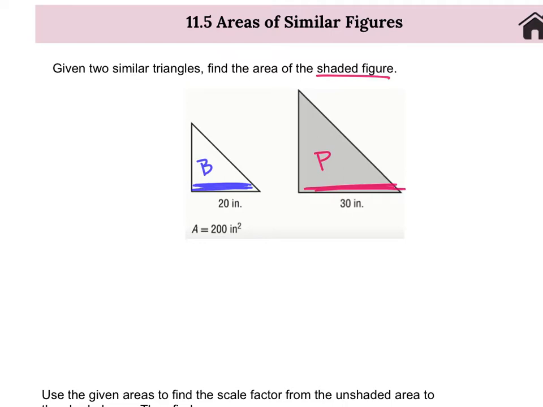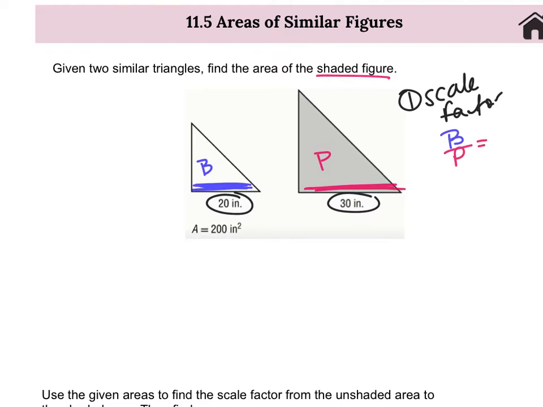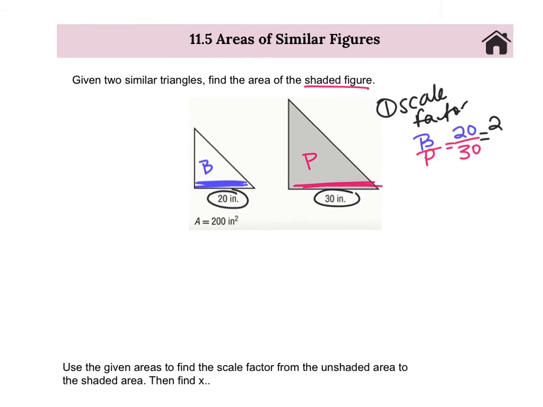We know that whenever we have area, our scale factor has to come into play. So we're going to look at our corresponding sides. First step, figure out our scale factor. Our scale factor we can say is side B over P, or 20 over 30. When we reduce that, we get 2/3. So our scale factor is going to be 2/3.